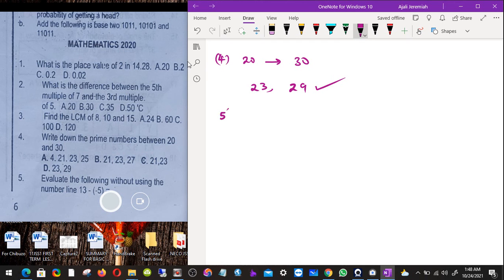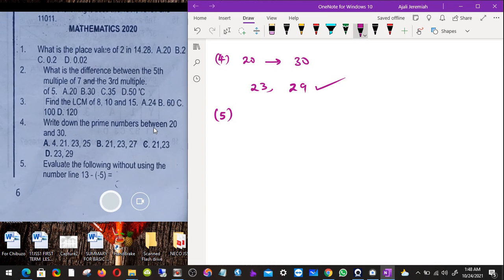Number 5, evaluate the following. Let's say it properly without using the number line. So 13 minus negative 5 is, empty as 13. Minus is plus. Okay, minus times minus is plus. So 13 plus 5, that gives you 18.